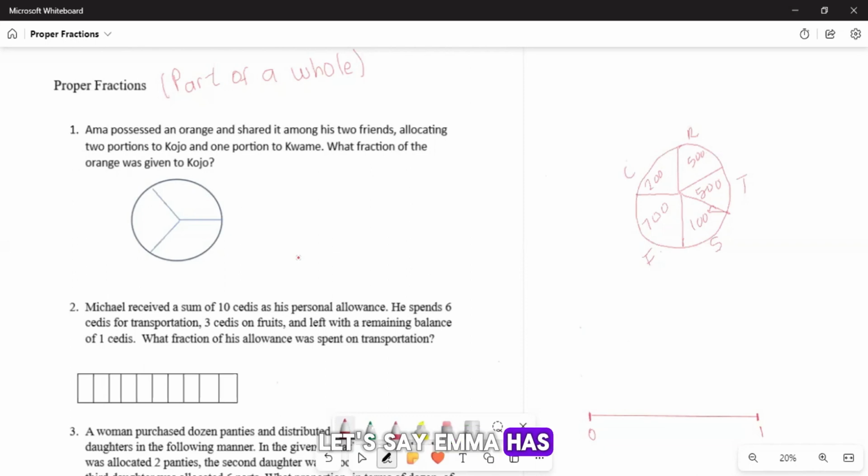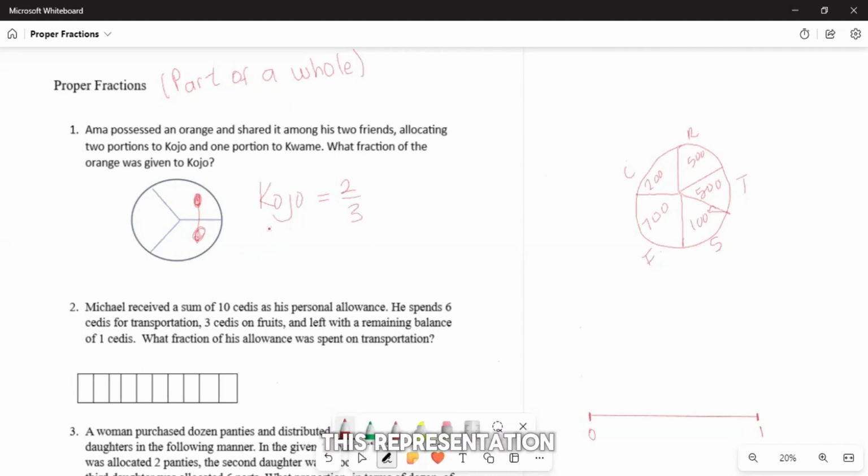Let's say Amma has an orange and she divides this orange into 3 equal parts and gives 2 portions to Kojo and 1 portion to Kwame. What is the fraction representation for Kojo? Now, Kojo will have this portion and that portion. So the fraction representation for Kojo is equal to 2 out of 3.